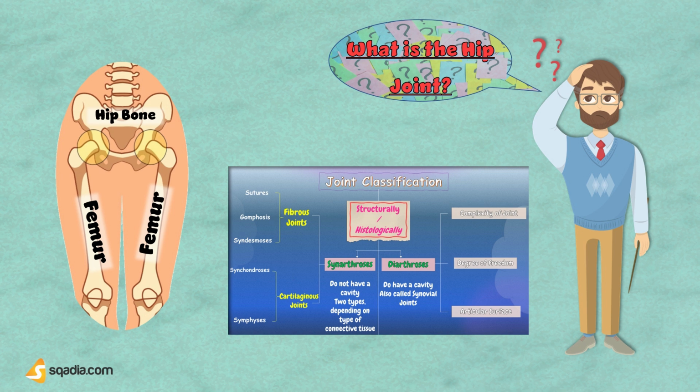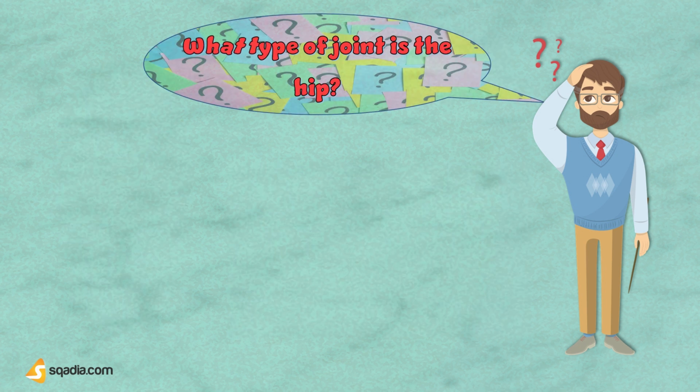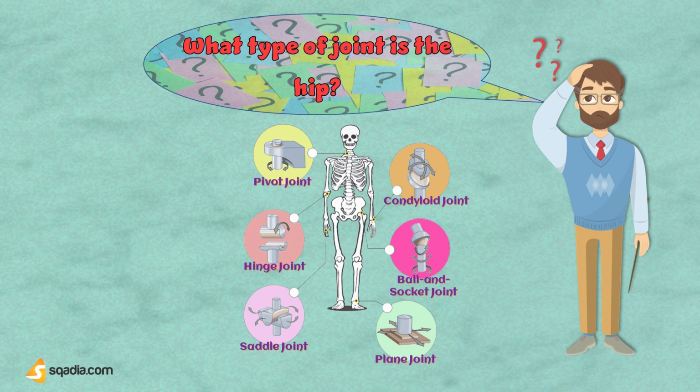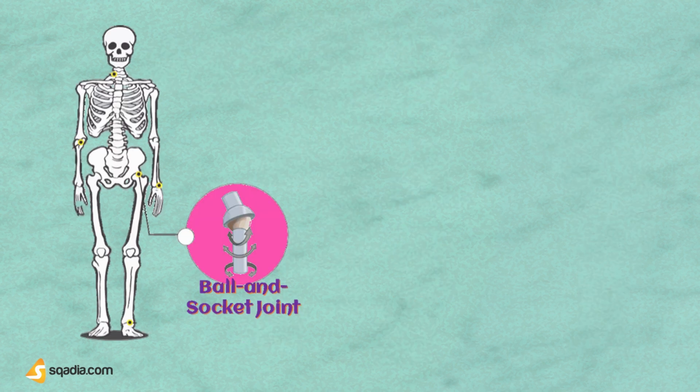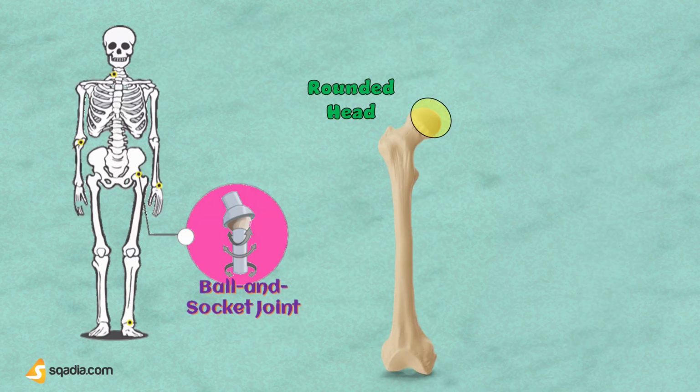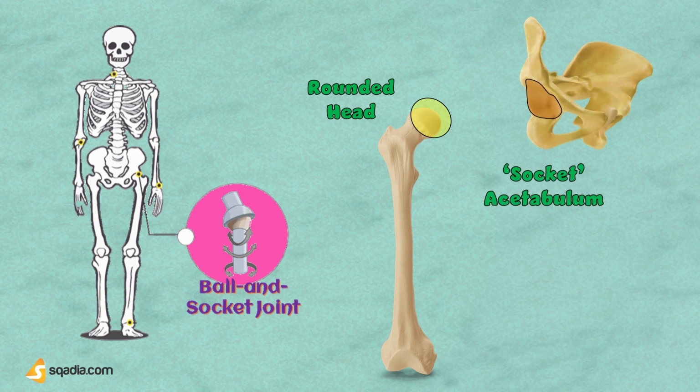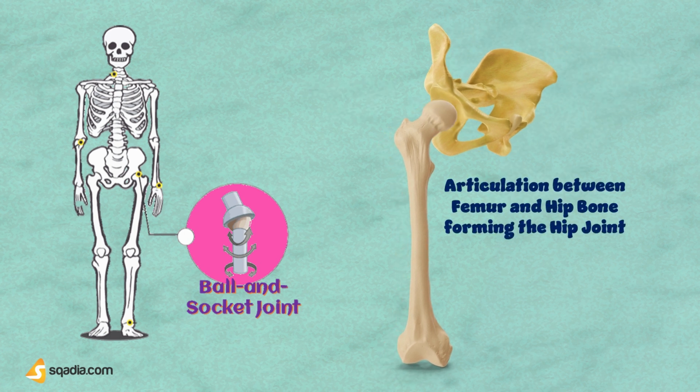Another question may have come into your mind. What type of joint is the hip? The hip joint is a ball and socket joint. Here the femur is a long bone with a rounded top. The ball is the femoral head, and the socket is the acetabulum, which is part of the pelvis bone. The round part of your femur fits into a cup-like socket in your pelvis called the acetabulum.